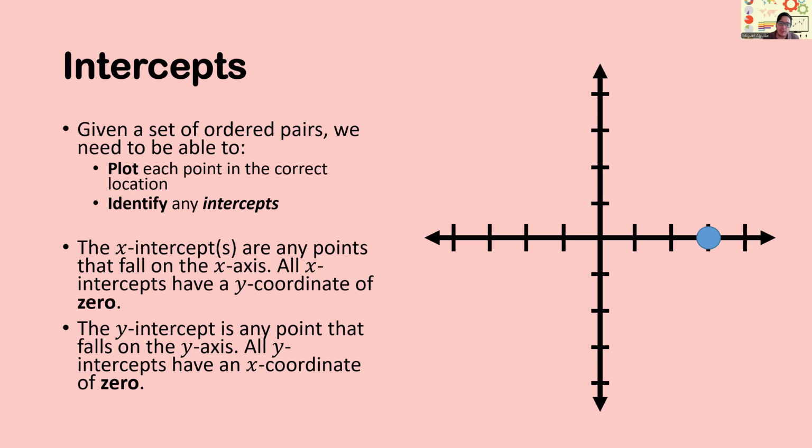And then similarly, the definition for the y-intercept is any point that falls on the y-axis, or anywhere your graph touches the y-axis. So if I had a point like this and I asked you, is this point an x-intercept or a y-intercept? What would you say? Y-intercept. And why is it a y-intercept? Because it's on the y-axis. Okay.